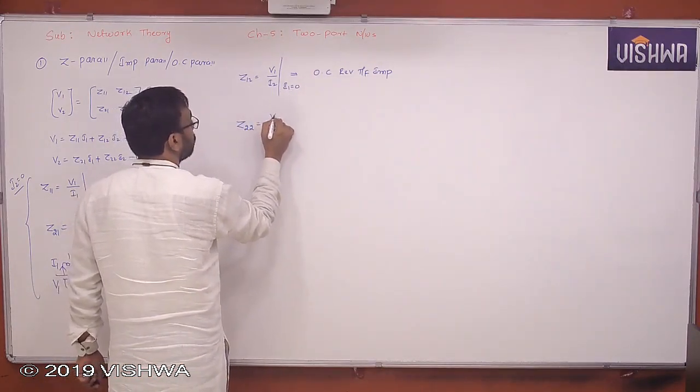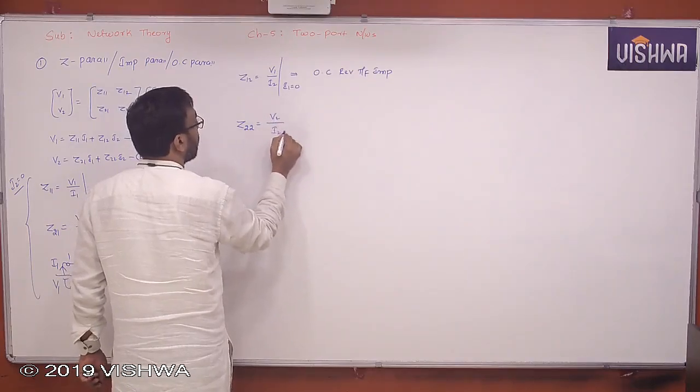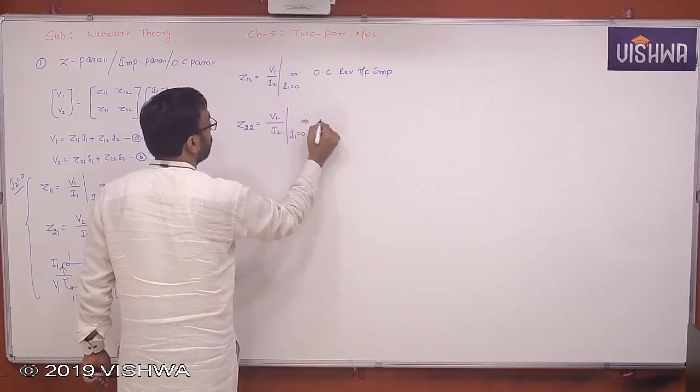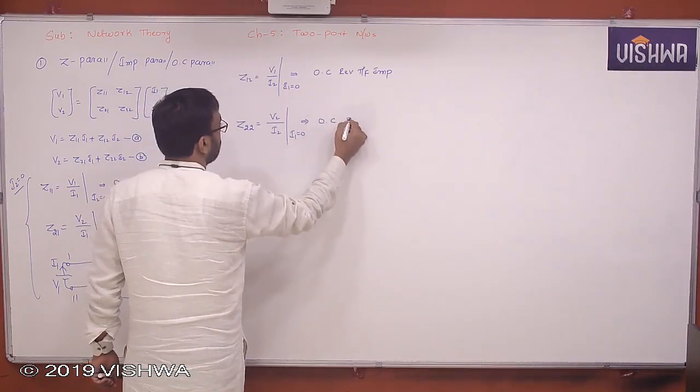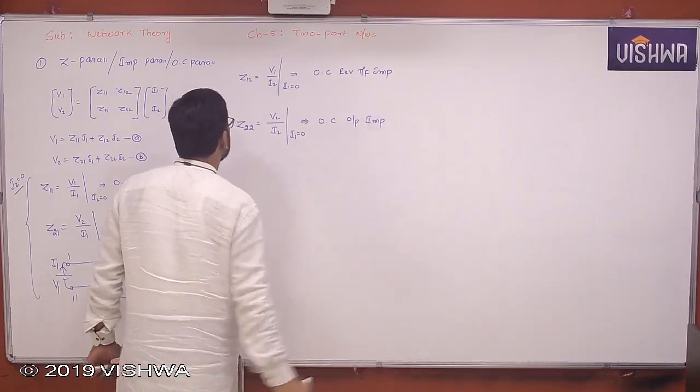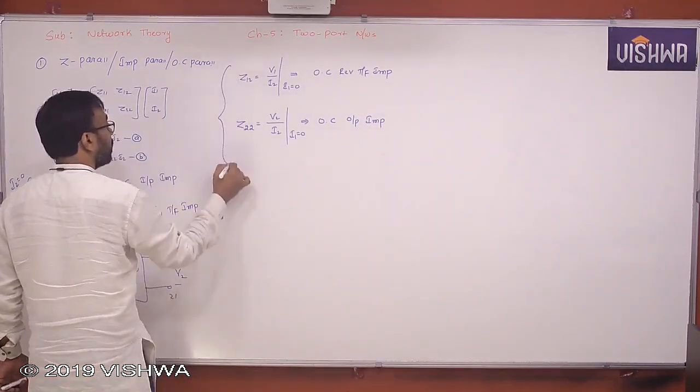Z22 is V2 by I2 when I1 is 0. Open circuit output impedance. Okay, this is when I1 is 0, right?